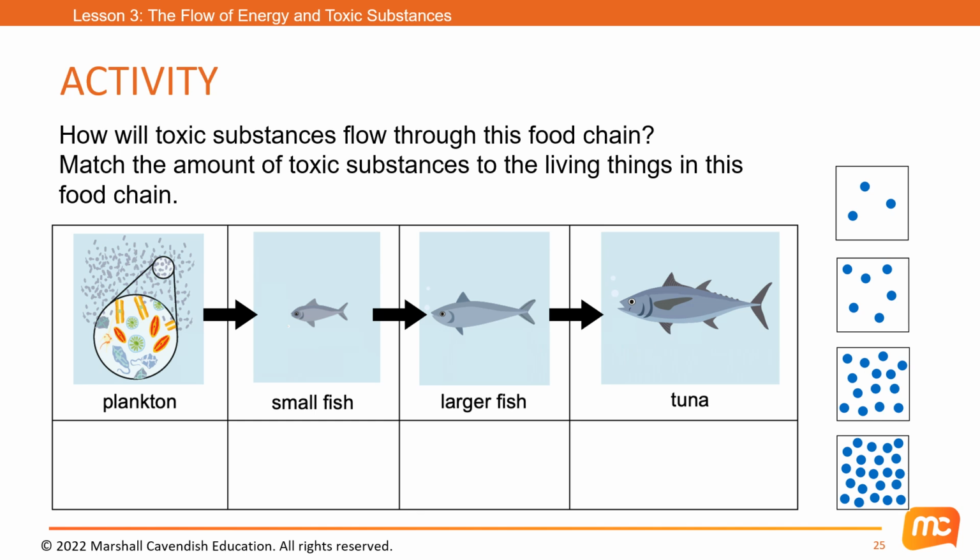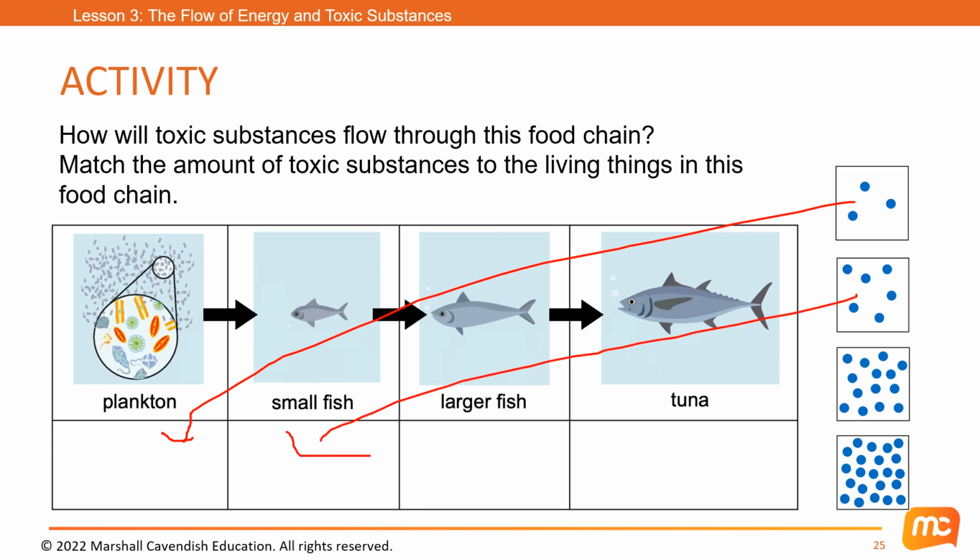So if I show you using the line, this one will be with the plankton. And then this one will be for the small fish. And then this one with the larger fish. And then this one for the tuna.